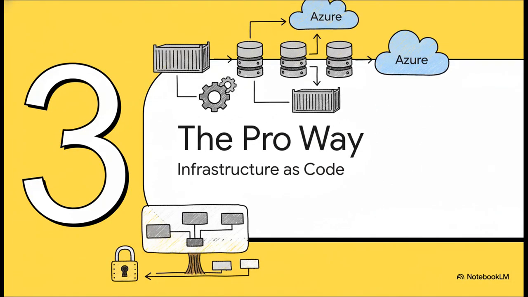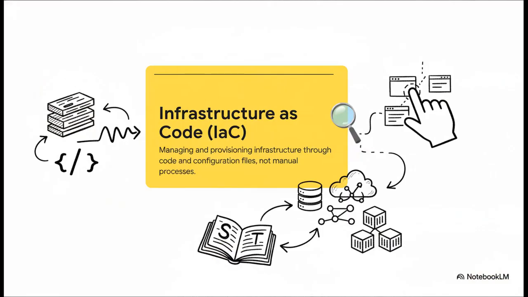Okay, now we're getting to the most powerful and controlled method of them all. This is where we start treating our cloud infrastructure with the exact same discipline as our application code. This is Infrastructure as Code, or IAC for short. So, what exactly is IAC? Well, instead of clicking around in a portal or running a bunch of manual commands to create your databases, your networks, and your container apps, you define all of it in code.